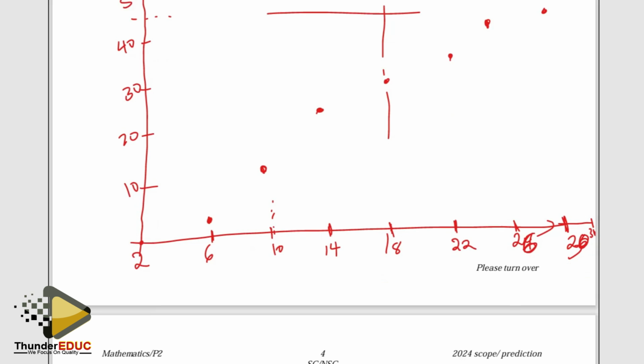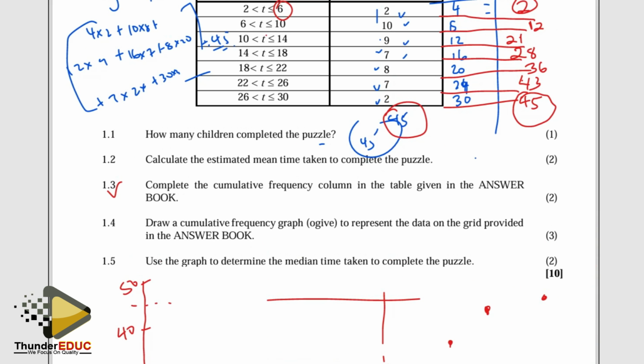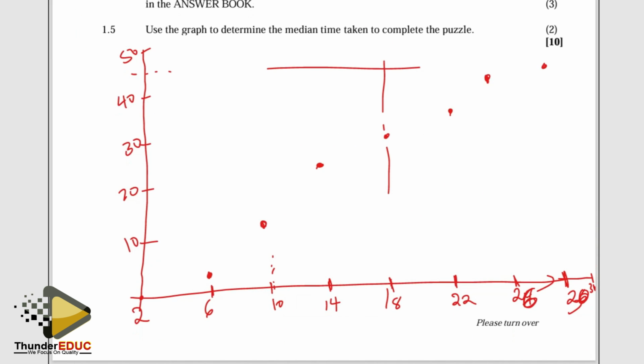22 is what? 22 is a 36. Okay, that's fine. Just connect. And then this must be connected to the original, the lower class. So that would be my ogive.